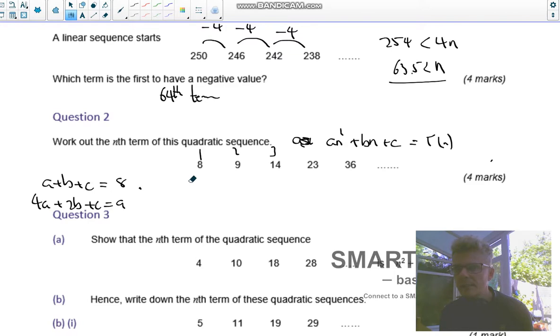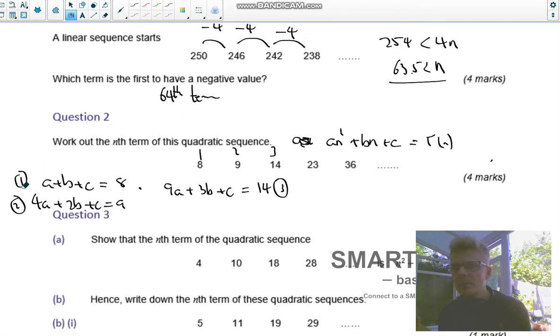And then finally, third term, so when n is 3, we end up with 9a plus 3b plus c equals 14. Okay, and then we're going to call these equations 1, 2, and 3, and then we're going to use them to eliminate a, b, and c to find them.